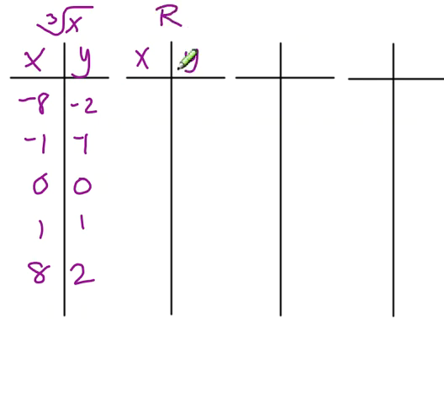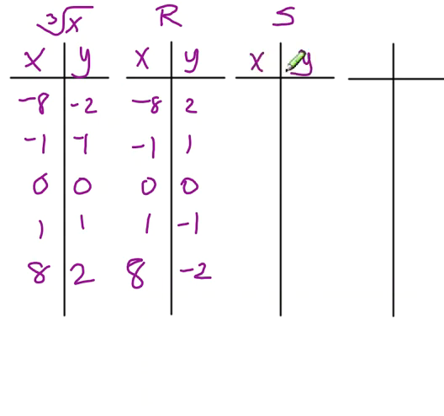I have a reflection over the x-axis, which means my x's are staying the same, and my y's are going to their opposites. Because a cube root has symmetry over the origin, it actually will look the same if you reflect over the y-axis. But that's a special case because of this shape. Next one is the horizontal shrink. A horizontal shrink of 1/4.